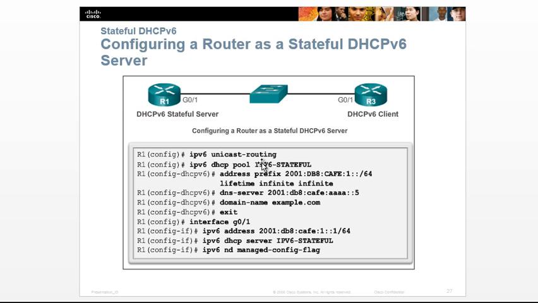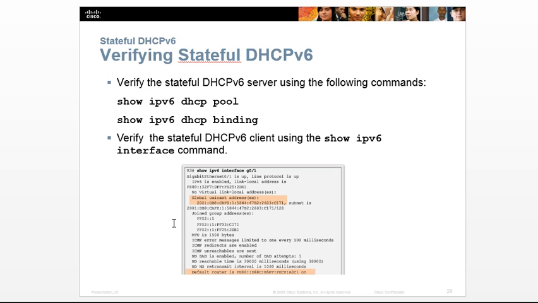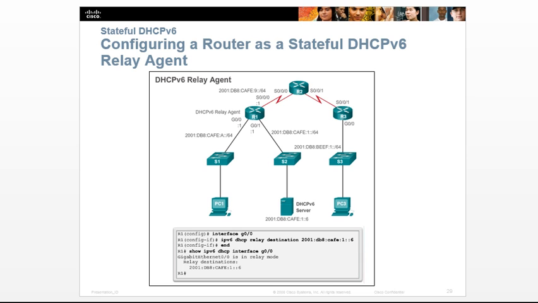Now stateful, on the other hand, is some more commands. I've got to tell it how long. In this case, lifetime infinite. If we continue on down to verify, we can do show ipv6 dhcp pool and binding, and that will show that IPv6 is actually on. Here we've got it set up also as a relay agent. We can set IPv6 up to relay out to get us actual IP addresses.